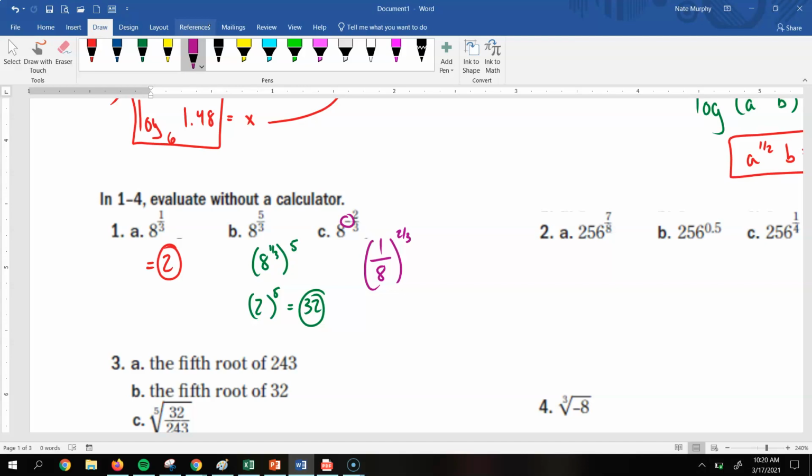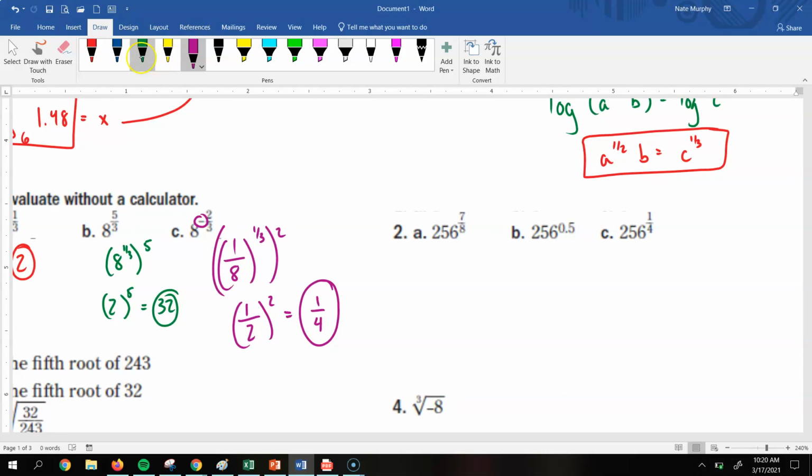All right, so now let's apply the 2/3. I'm going to break that up into the root and then the power. The third root of 1/8, well, we take the third root of both the 1 and the 8, so that's going to be 1/2. Now I would square that. We square the 1, we square the 2, and we get 1/4. So your answer for C would be 1/4. All right, let's look at number 2.